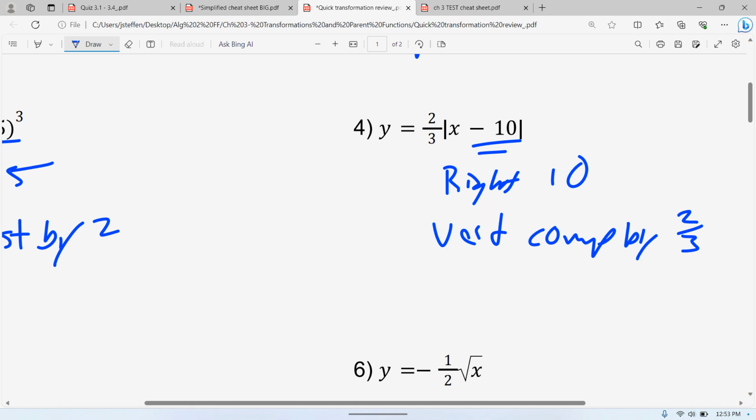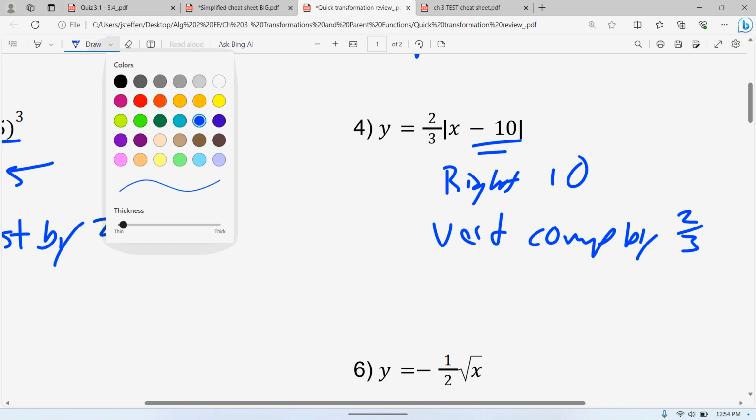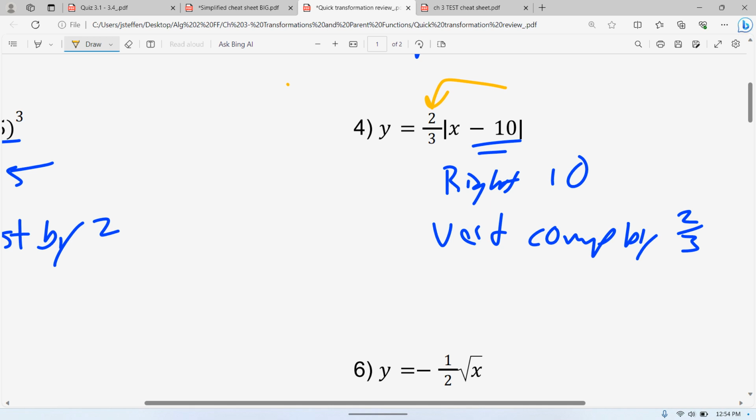Now, one thing I want to comment on this one: yesterday was how to graph absolute value. This part was the slope of your absolute value. Make sure when you're telling your transformation, don't use the word slope. You can look at it that way, but you can't just say that's the slope. That's the transformation. Slope of 2/3.